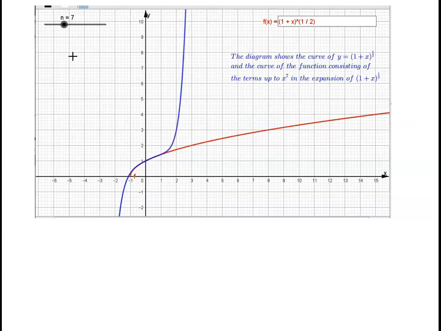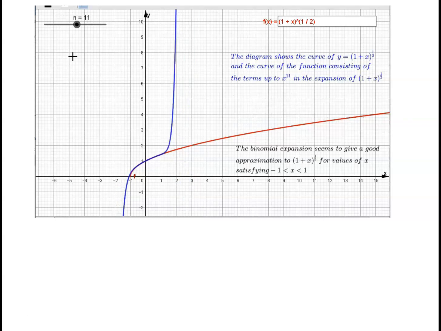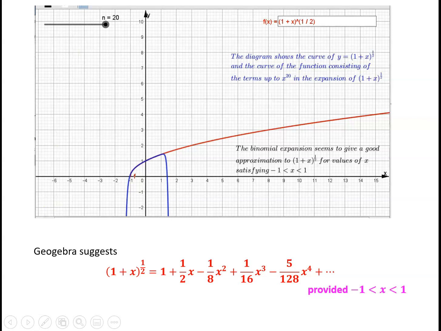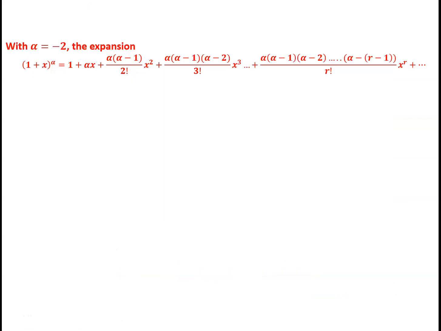Let's see now what happens if we add even more terms from the series. And you can see that adding even more terms of the series really doesn't change the overall pattern. And the overall pattern is that the expansion for (1 + x)^(1/2) is valid for values of x satisfying −1 < x < 1.